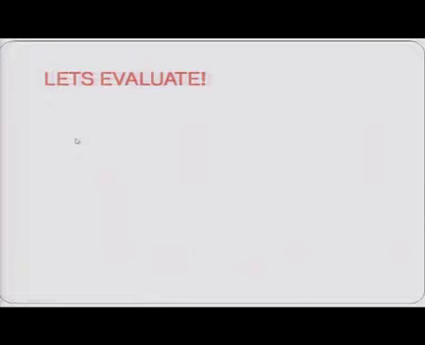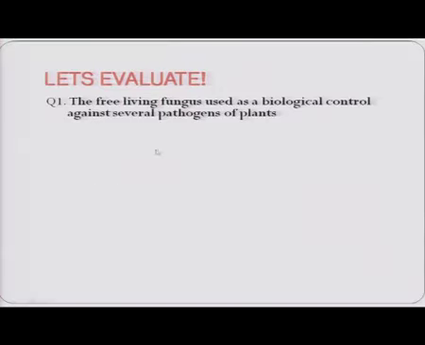So, now the next component of this session is evaluation aspect, where we will be taking up certain MCQ questions which come in various competitive exams and evaluate ourselves.